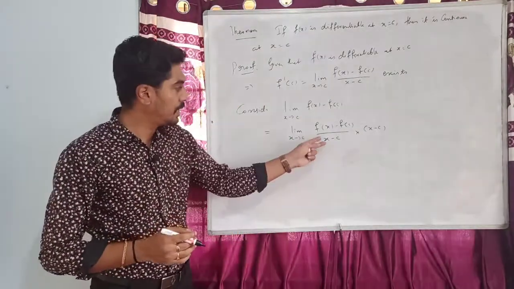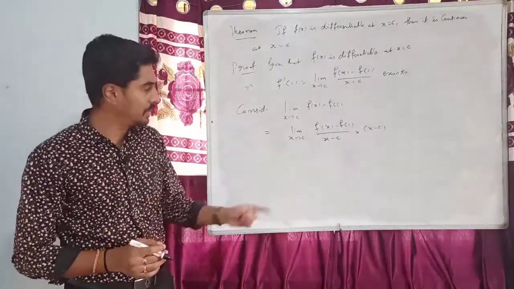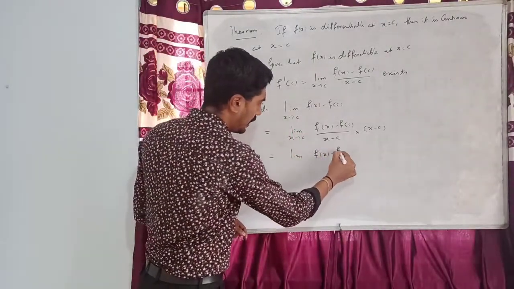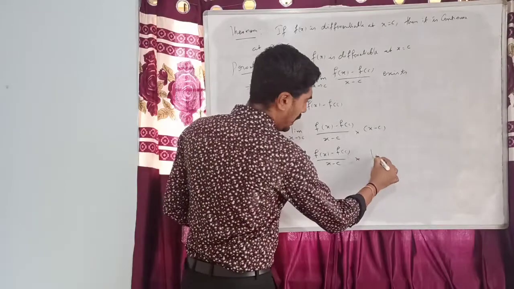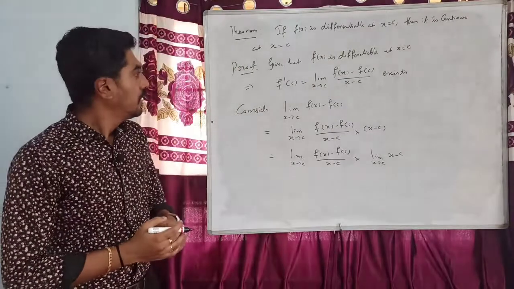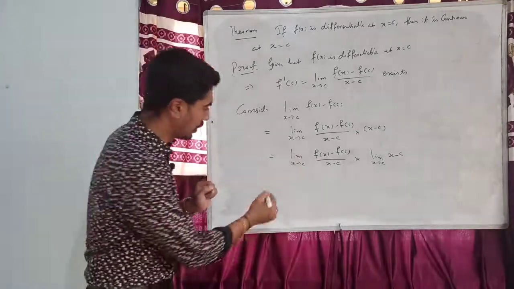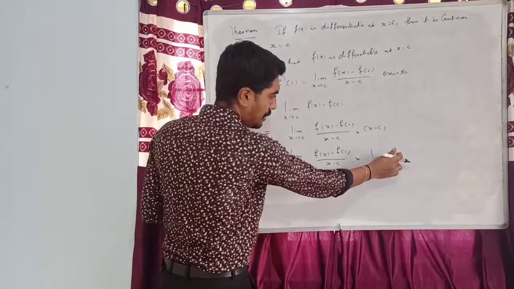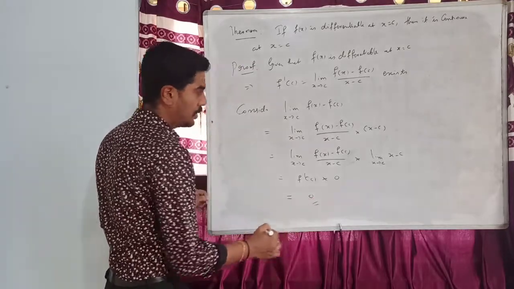If I consider this as a product of 2 functions, first function and second function, by the algebra of limits, this will be equal to limit of f of x minus f of c divided by x minus c as x tends to c into limit of x minus c as x tends to c. Since this is equal to f dash of c and is finite, this is equal to f dash of c into, as x tends to c, this will be c minus c, which is equal to 0. So I get f dash of c into 0 is equal to 0.